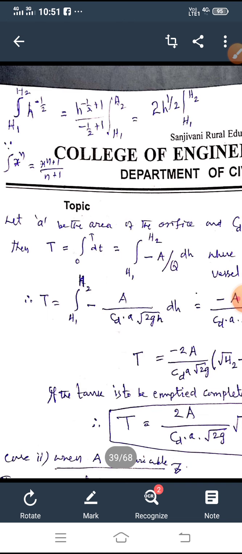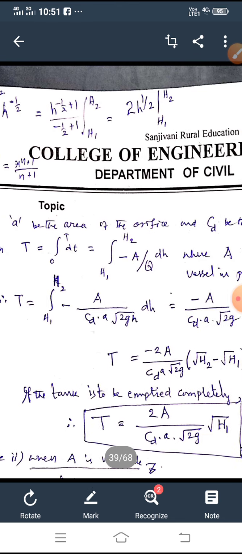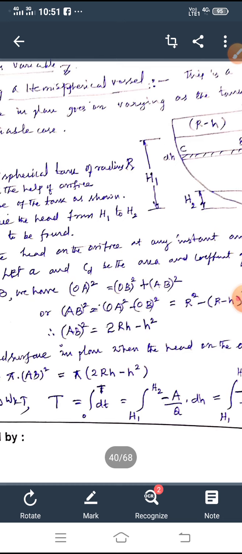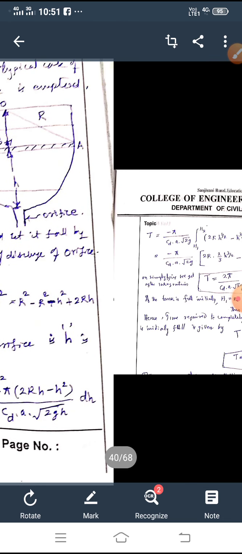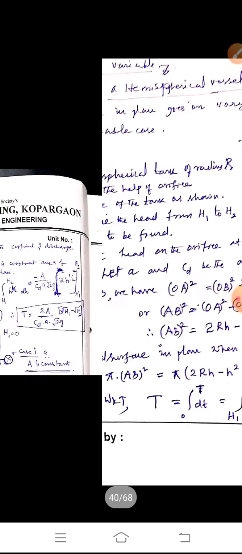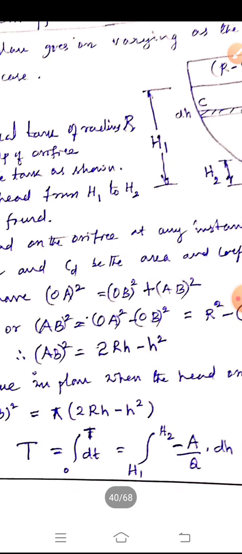Now let us take case 2, when A is variable. For that, we shall consider a hemispherical tank. In a similar way, all assumptions hold. So look at the figure, where R is the radius of the hemispherical tank. H1, H2, H, dH, etc. are the same as above; you can refer to it.